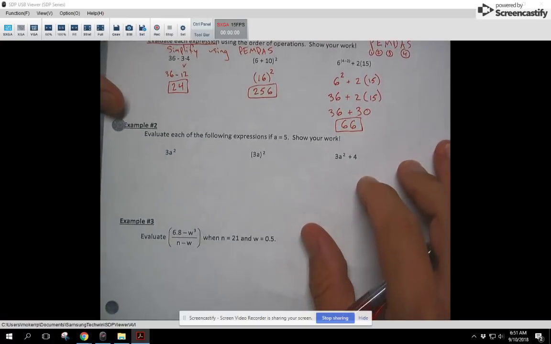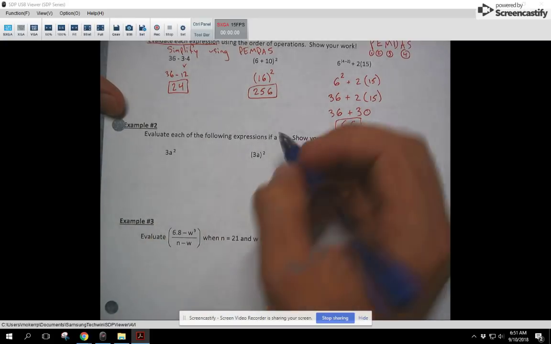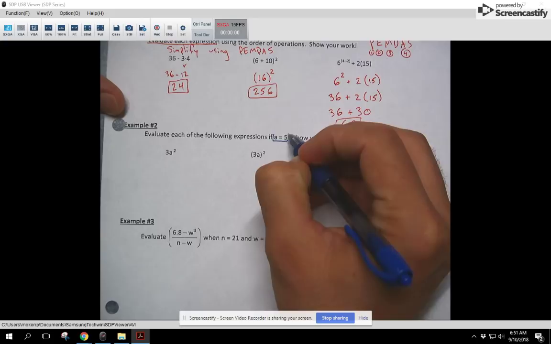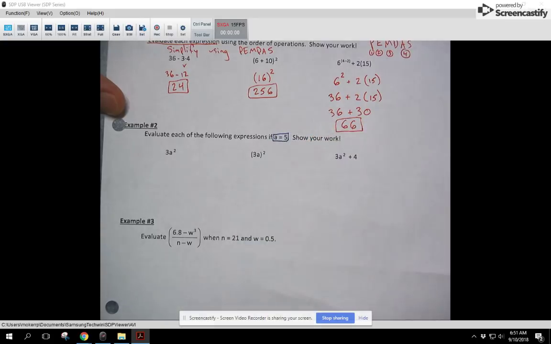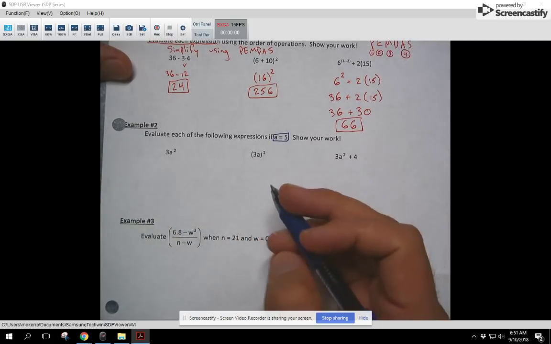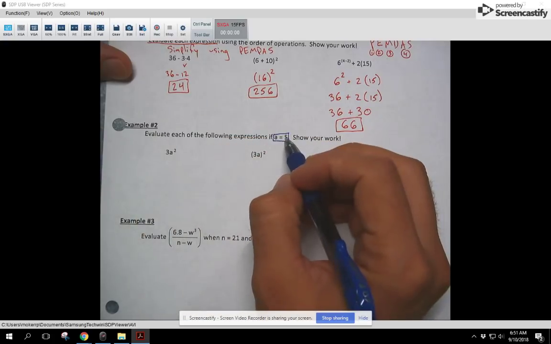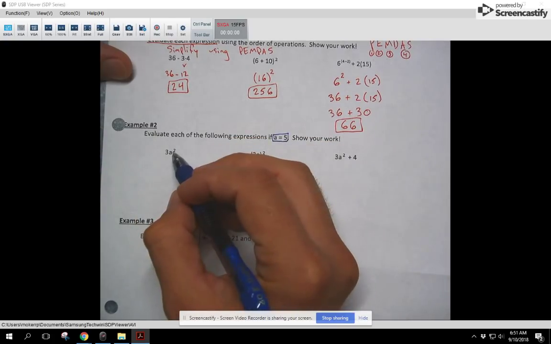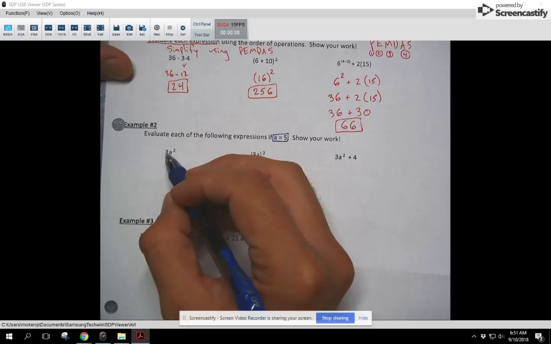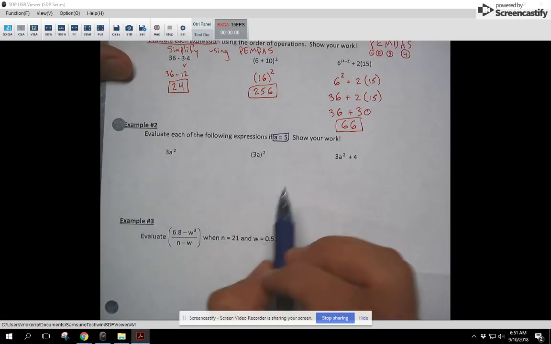So going down to example 2 now, we're going to evaluate some algebraic expressions, and they tell you that a is equal to 5. If you don't know what that is, if they don't tell you what a is equal to, you're not going to be able to evaluate these. So we're just going to replace a with the value and then simplify. So in this case, a is being raised to the second power, so 5 is going to be raised to the second power, and then multiplied by 3. Now notice over here, there's parentheses. This entire expression is being raised to the second power.